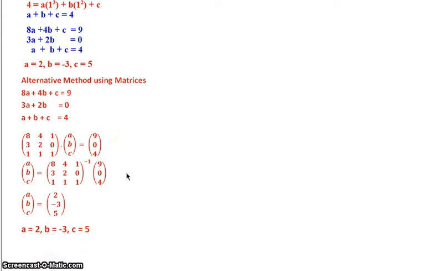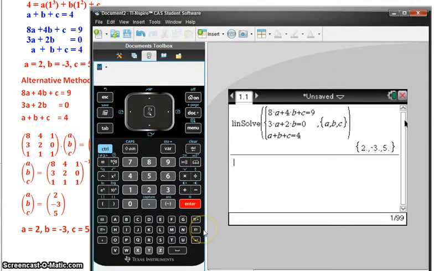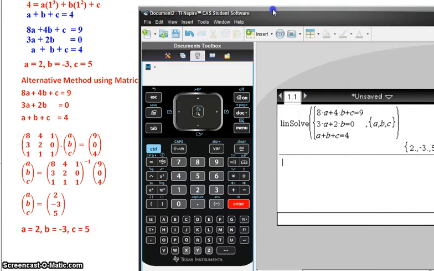Now to find the values of A, B and C, I simply put A, B and C equal to, and I multiply or pre-multiply the 9, 0, 4 by the inverse of this 3 by 3 matrix on the left. So to use a calculator to do that, I can find the inverse quite easily. So I'm going to go back to the calculator and see if I can work out the values of A, B and C using this approach.